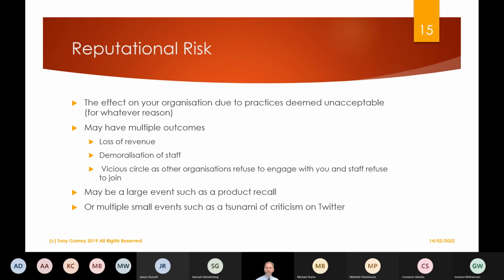So this can cause a cascade effect and people can lose jobs, companies can go to the wall. So it can be a big, big issue.